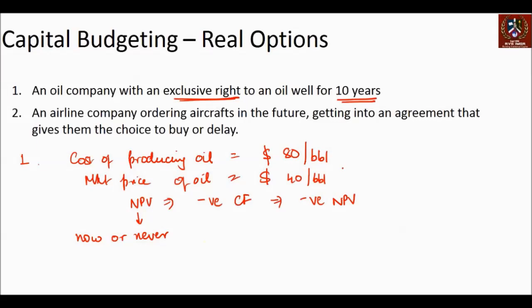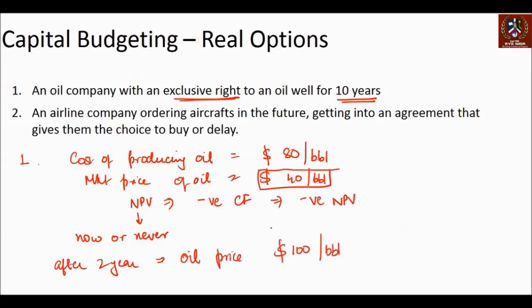Now, crude prices today are 40, but what happens if after 2 years, this crude oil price goes up to, let's say, $100 per barrel? Does this oil well become valuable for the firm? So essentially, in this kind of project, it's effectively saying that your strike price or exercise price is 80 and your underlying price is the spot price, which is given here.